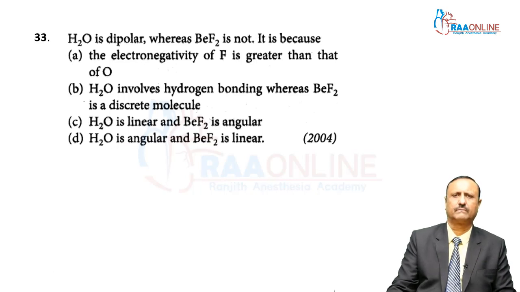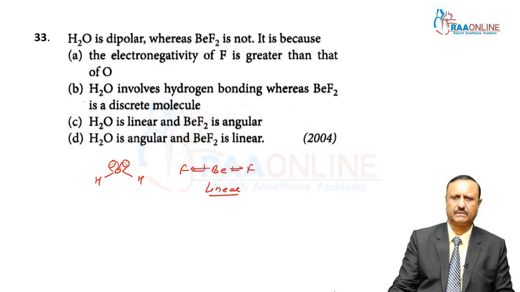Water is dipolar whereas BeF2 is not. It is because, my dear students, the water structure is V shape. Here you can see the lone pair electrons. So, it is also called an angular structure, and the structure of beryllium difluoride is this type of structure, which is called linear.